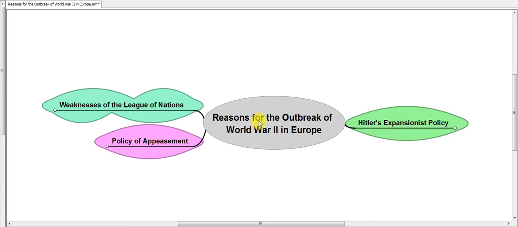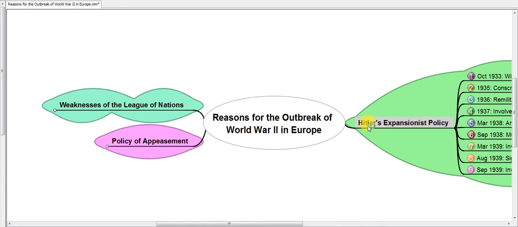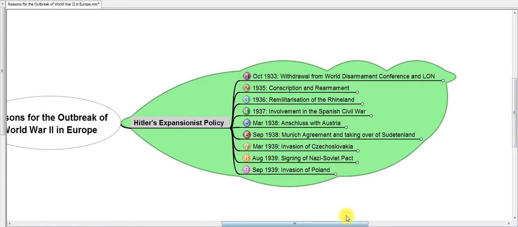Alright, now don't get alarmed. When it comes to Hitler's expansionist policy, you will see that there are a grand total of 9 events of Hitler's expansionist policy. But anyway, they all are pretty straightforward. We'll look at them one by one, and again, a lot of these are repeated from what you learned in the previous section. Let's start off with number 1.